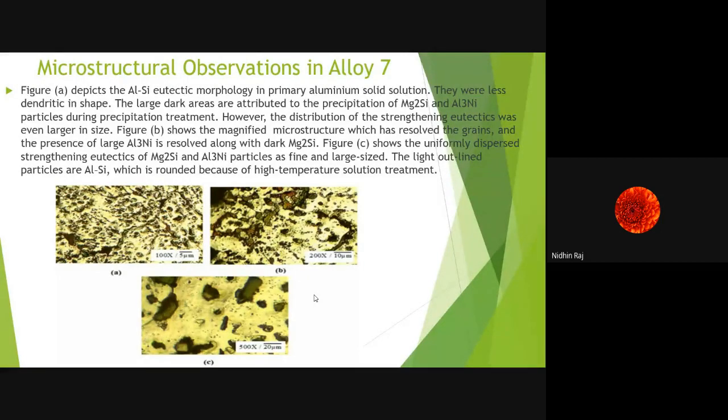Now, figure B here shows the magnified microstructure that is of 200x magnification, and it has resolved the grains, and the presence of large Al3Ni is resolved along with dark Mg2Si. Now, the figure C here shows the uniformly dispersed strengthening eutectics of Mg2Si and Al3Ni particles as fine and large sized. Now, the light outlined particles, they are actually aluminum silicon, and which is rounded because of high temperature solution treatment. All right. So this much we got from the microstructural observation actually.